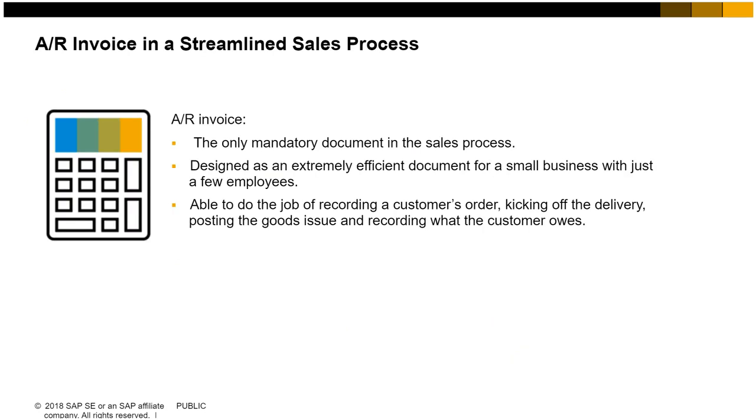For our streamlined process, we will use just one document, the AR invoice. The AR invoice is the only mandatory document in the sales process. The AR invoice is designed to be an extremely efficient document for small businesses with just a few employees. The AR invoice can do the job of recording the customer's order, kicking off the delivery, posting the goods issue, and recording what the customer owes.